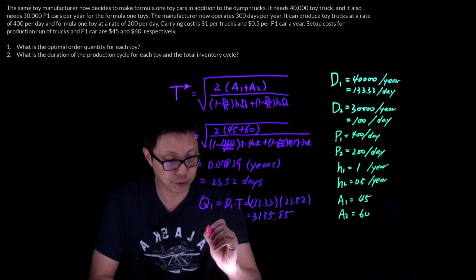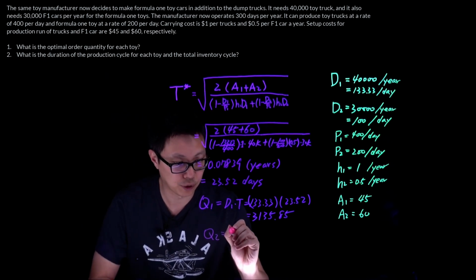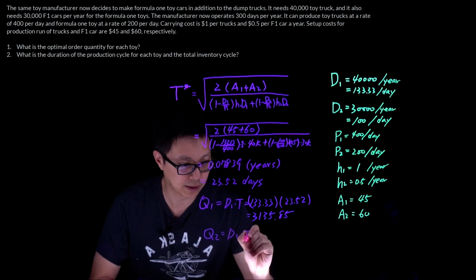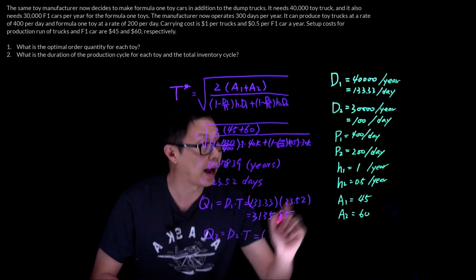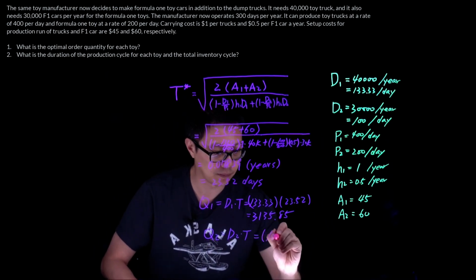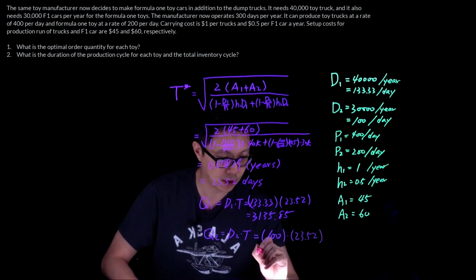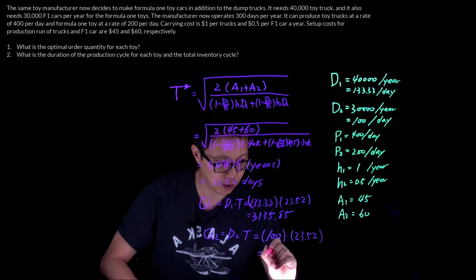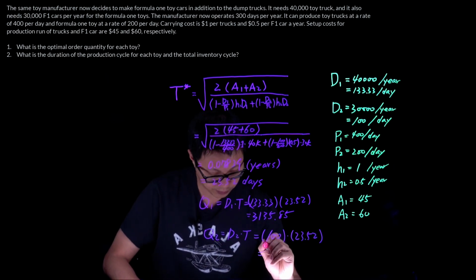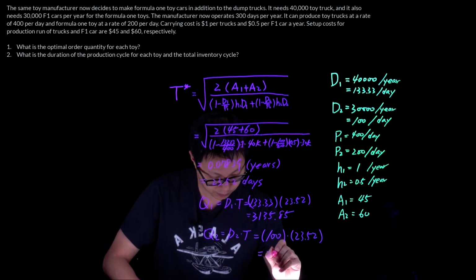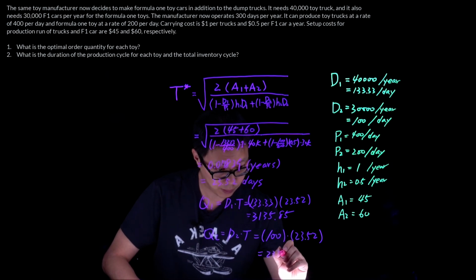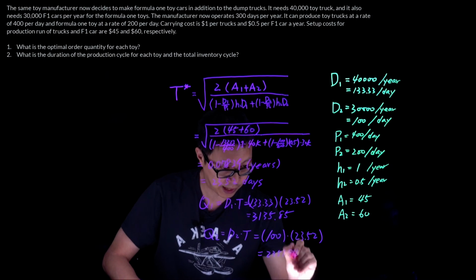Okay. Similarly, for Q2, it will be D2 times T. So I have 100 times 23.52. The quantity will be 2351.94.